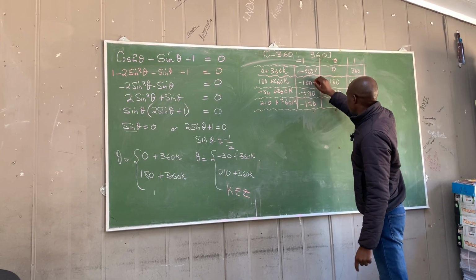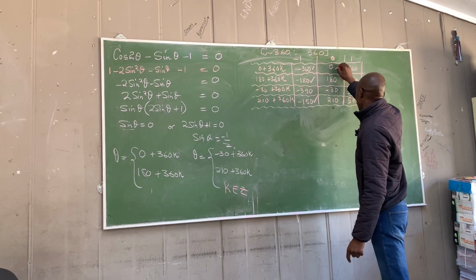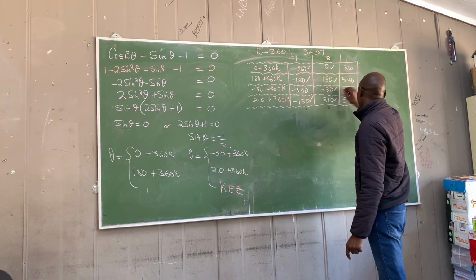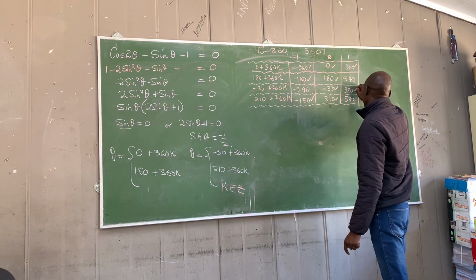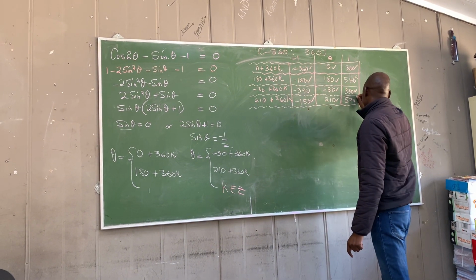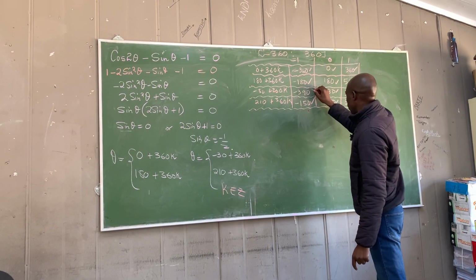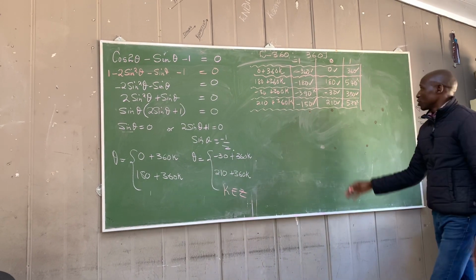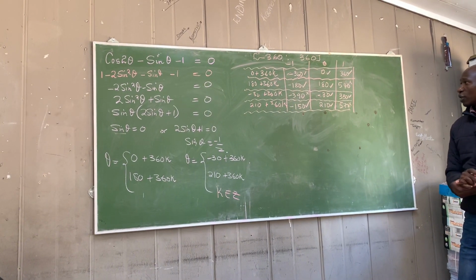So 1, 2, 3, 4, 5, 6, 7, 8, 9. This one is not valid. This one is not valid. This one is not valid. So this will be your particular solutions.